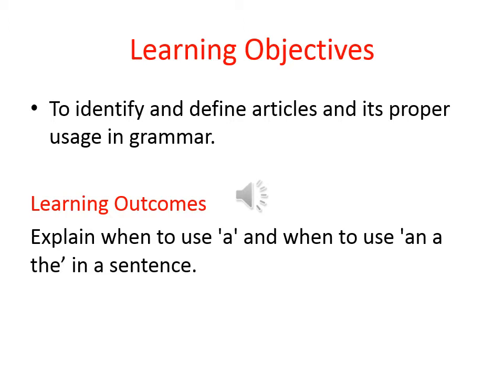Now, if we take a look at the learning objectives, to identify and define articles and their proper usage in grammar, and when it comes to learning outcomes, explain when to use a and also the in a sentence. So that means you will get to know how to use a, and then the in a sentence.